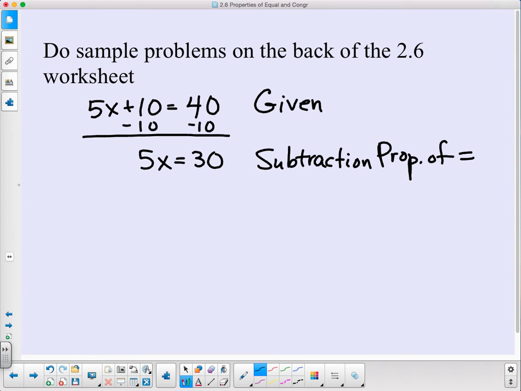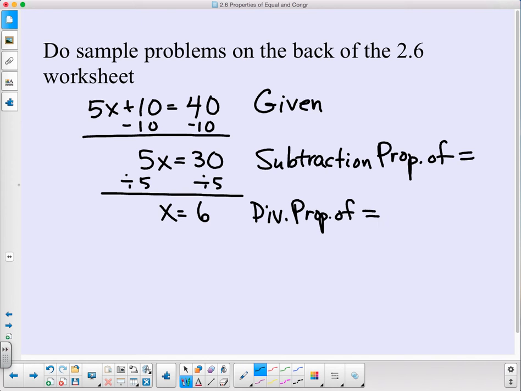Then what? What would we do next in solving? Okay, you're going to divide each side by 5. So that gives us x equals 6. And what we did was division property of equality.